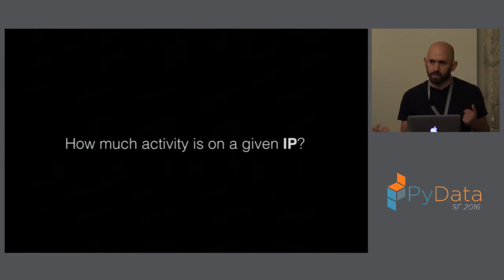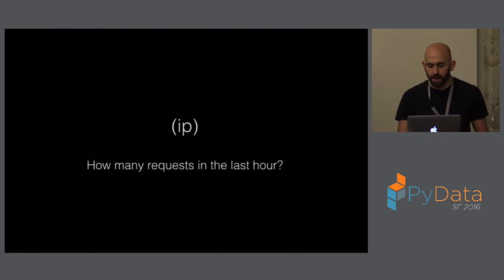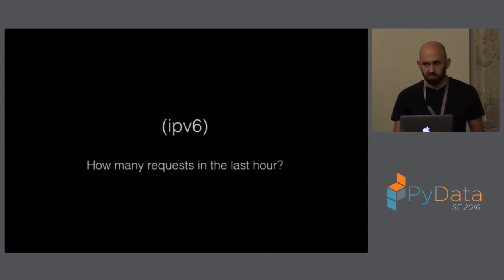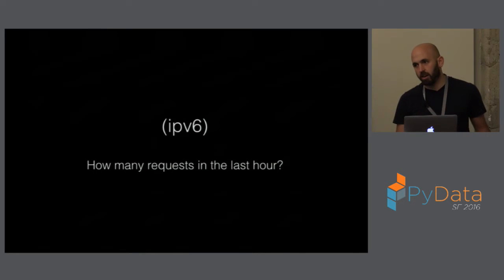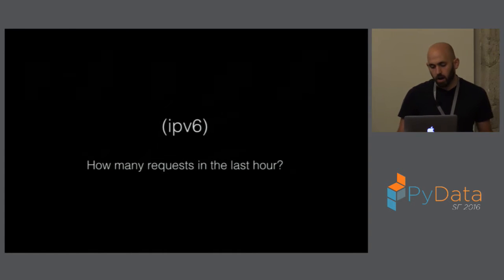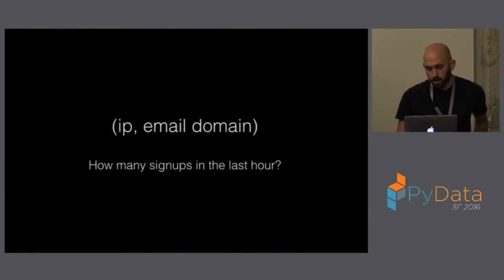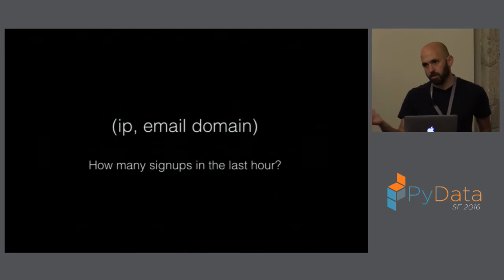Something like how much activity is on a given IP address, which you can imagine is fairly important for spam. Like how many requests has that IP address seen in the last hour? We also look at IPv6, which has hundreds of billions more addresses, which becomes very challenging to store. We'd look at specific events, so how many signups have come from this single IP address in the last hour. How many signups have come from the combination of the IP address and hotmail.com or gmail.com.